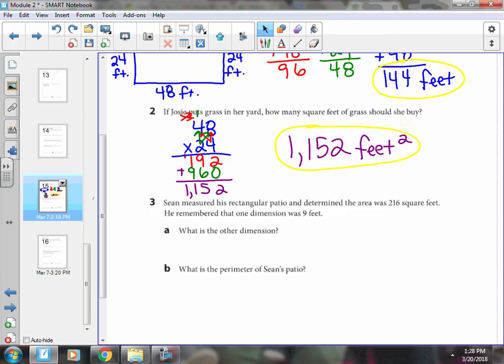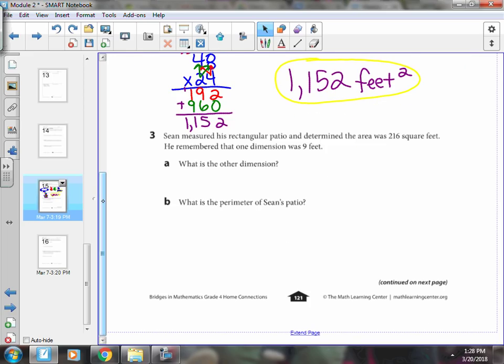Okay, number 3. Sean measured his rectangular patio and determined that the area was 216, and he remembered that one dimension was 9 feet. What is the other dimension? So this is finding area, but backward. What's the opposite of multiplication? Division. So if we multiply length times width to find area, if they give you the area and you have to work backward, we're going to divide.